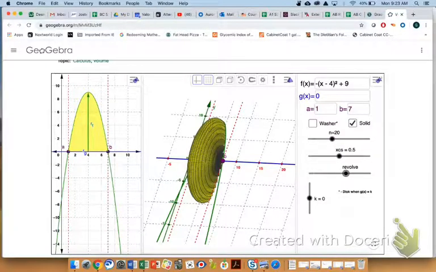So what I really want to do here, I want to get this full solid. Are you seeing this revolution? See what I mean? How this yellow region is revolving around the x-axis. It's almost like it's leaving an image of itself as it revolves and sweeps out this volume.